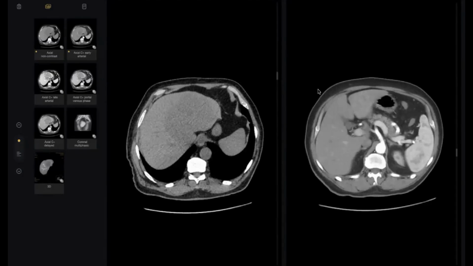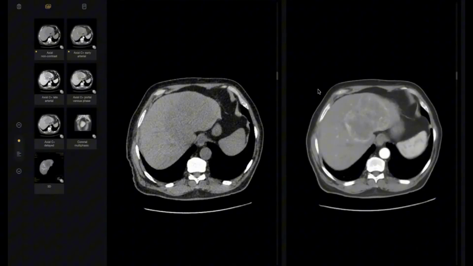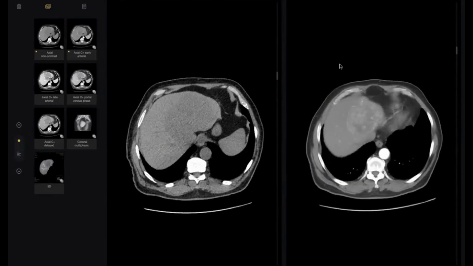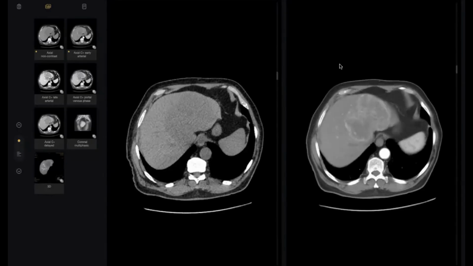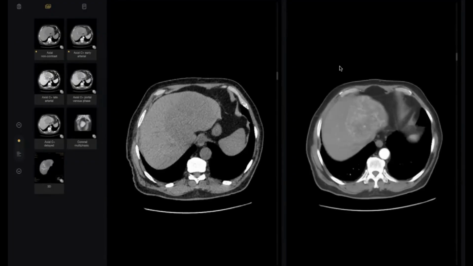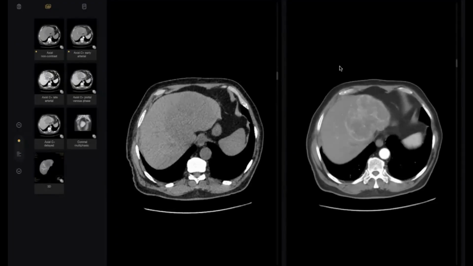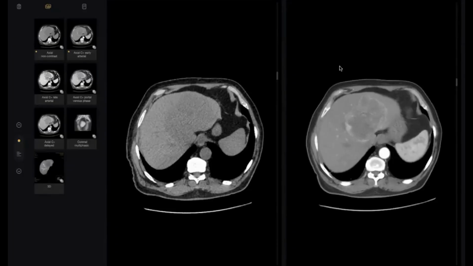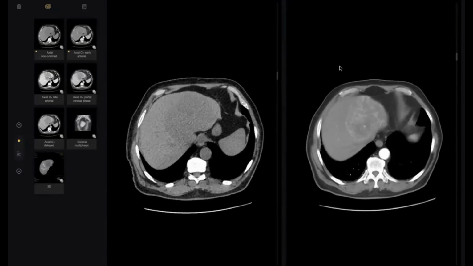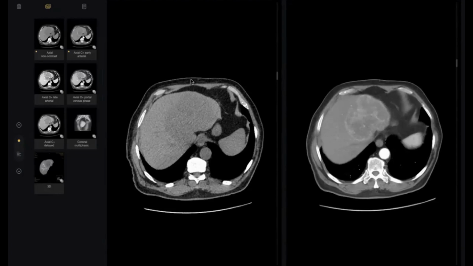On non-contrast, there is a large heterogeneous lesion occupying the left lobe and also extending partly into segment 4. It shows heterogeneous arterial phase enhancement, both in the center of the lesion and at the periphery. So this is likely heterogeneous non-rim hyperenhancement.